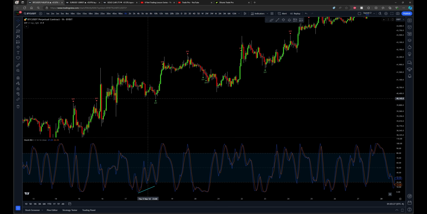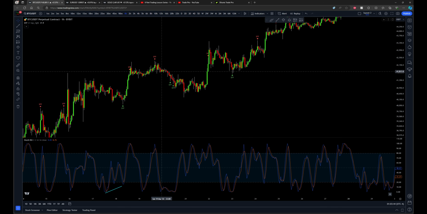A swing failure pattern is simply when we take out a low, but then reclaim it with a wick and close back above that level. So that's a swing failure. So we get the swing failure with all our criteria being met on all those other situations, then that is fantastic. Now let's look to our next one.